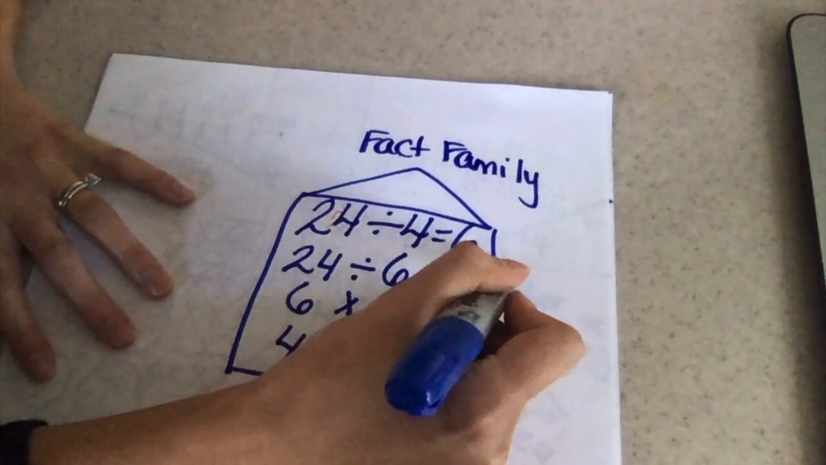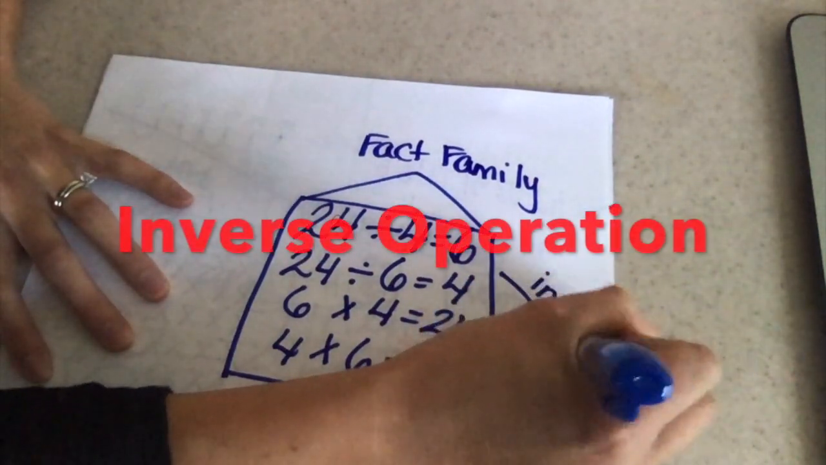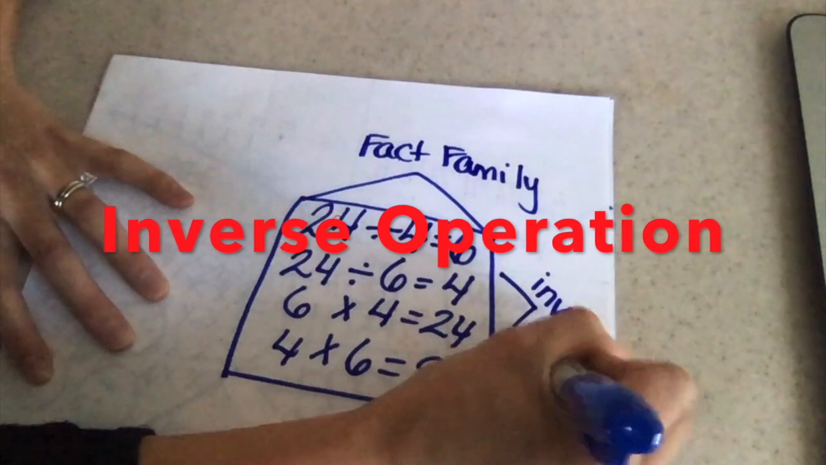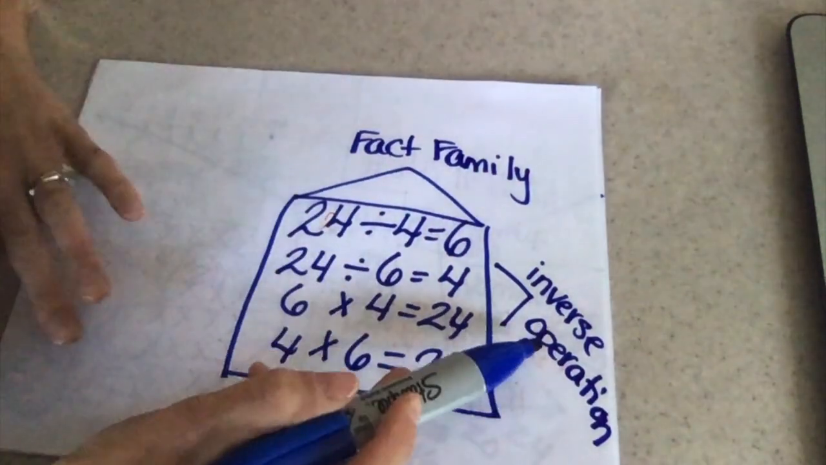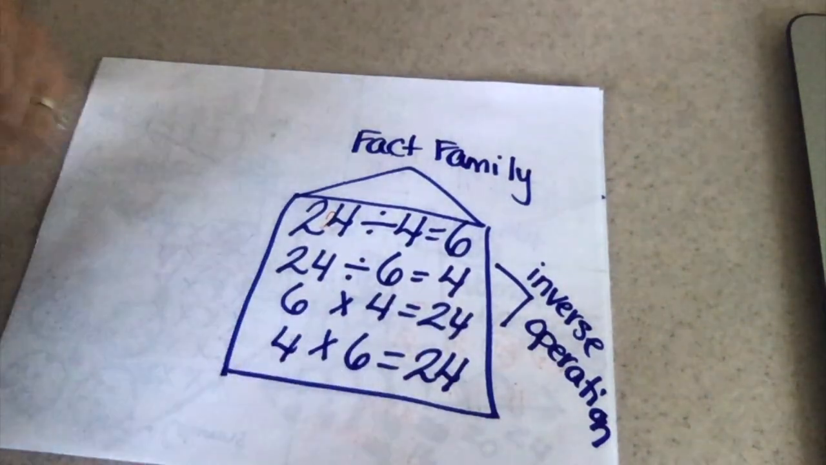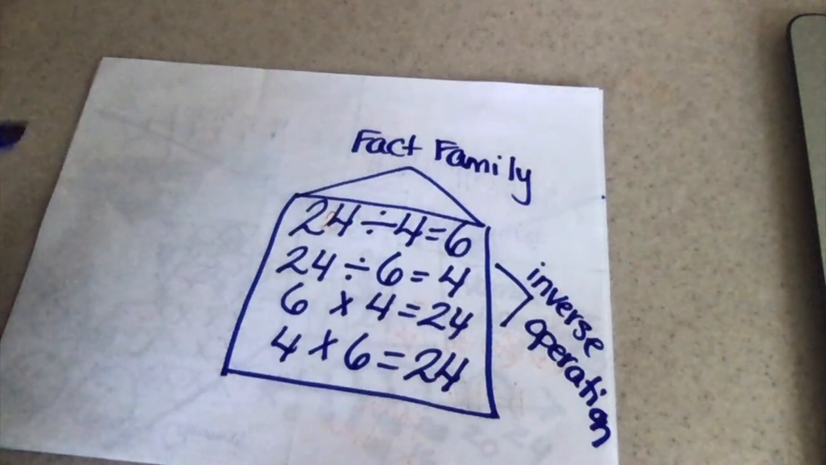And we call division and multiplication the inverse operation. Okay, and that means that they go together. So division is the inverse operation of multiplication, just like addition is the inverse operation of subtraction.